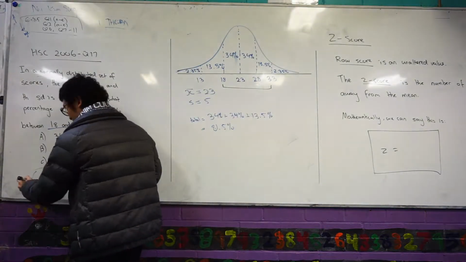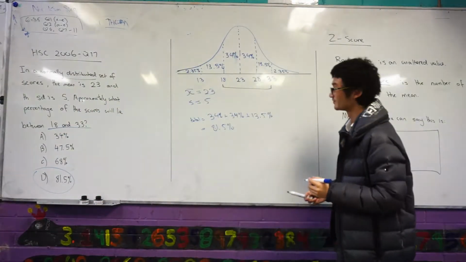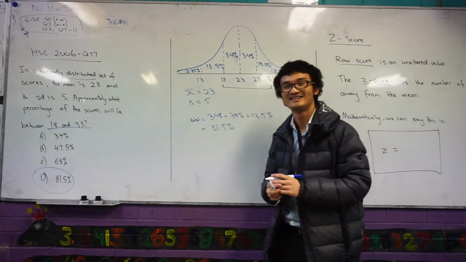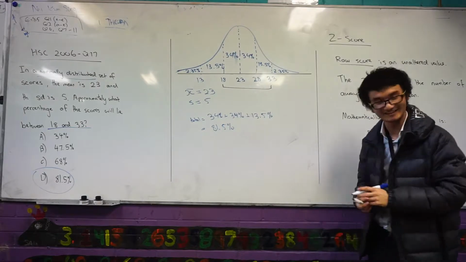I just got one mark in the HSC. So that's a single mark question. Did you want to do more? No, it's just one. Do we just add 34, 34 and 13.5? That's it. That's what you're going to do.